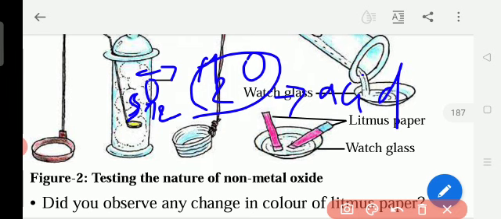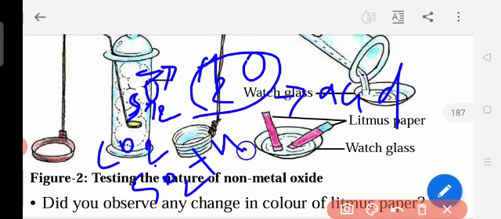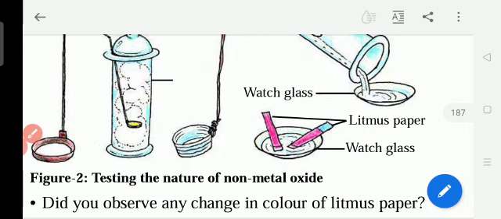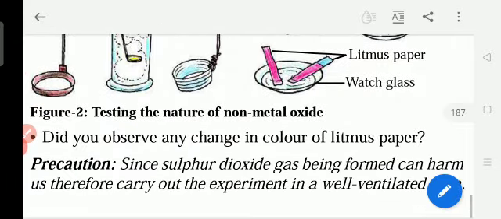That is why the sulfur and carbon gases released from vehicles first react with the oxygen in the atmosphere and make carbon dioxide or sulfur dioxide. Slowly, when they react with water, they form acid. So here also CO2, when it reacts with water, forms an acid. Okay, so blue litmus paper changing into red color means it is an acid.